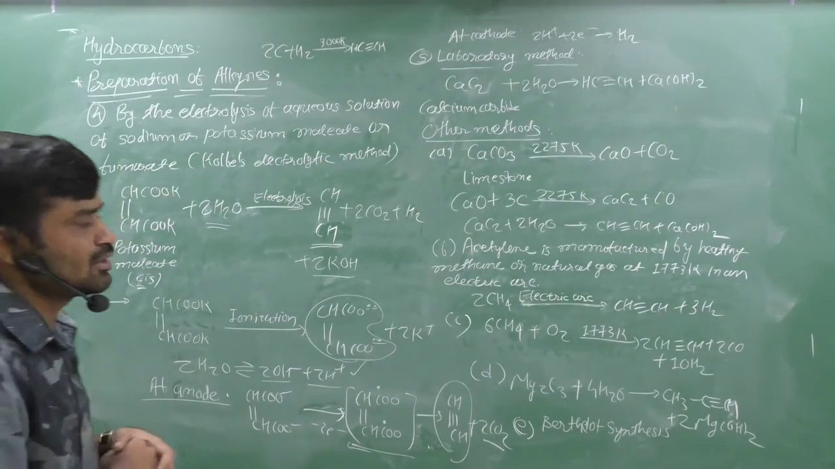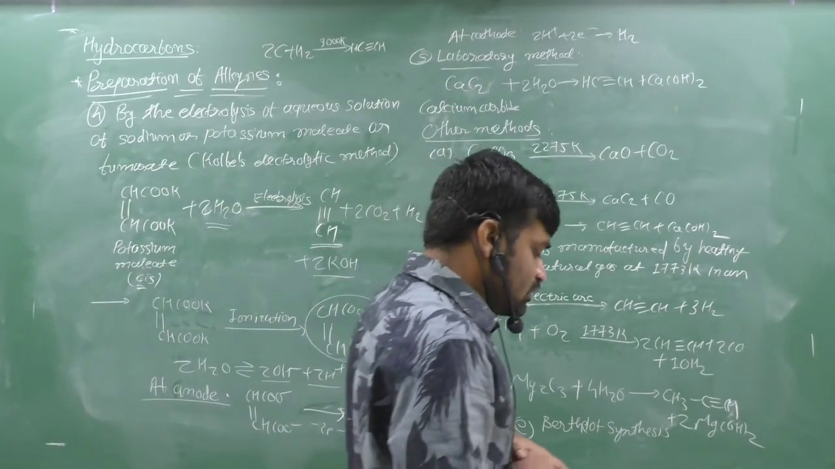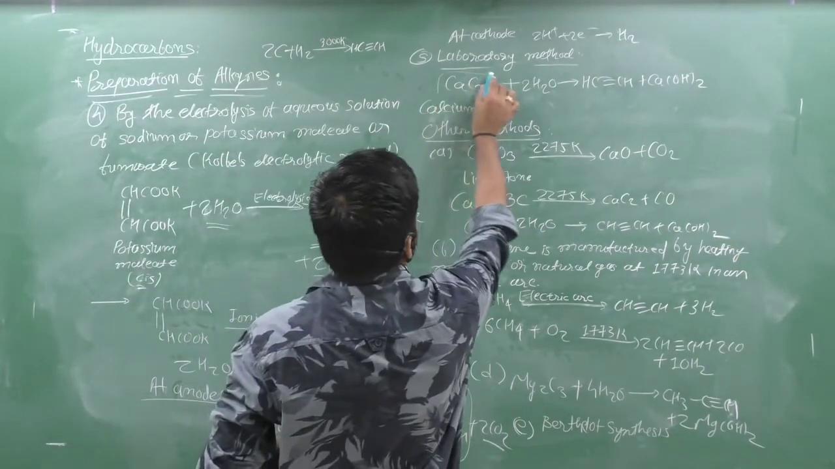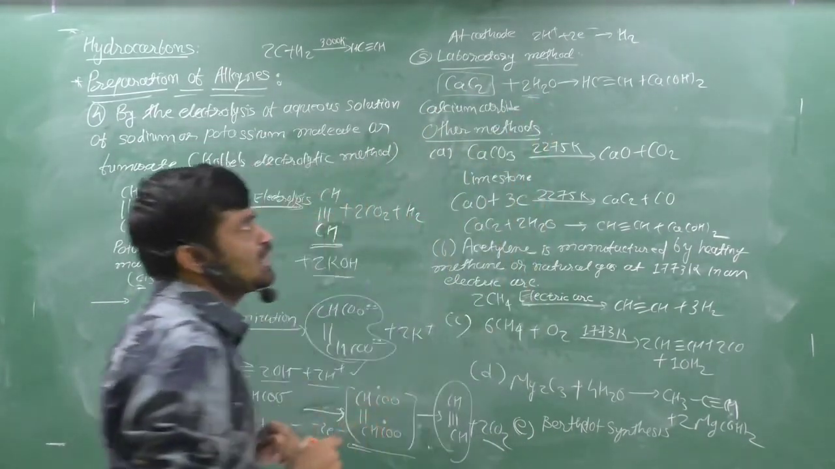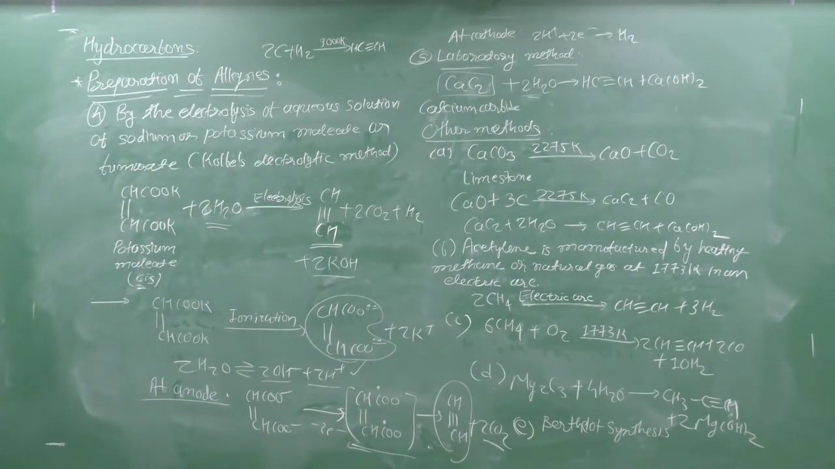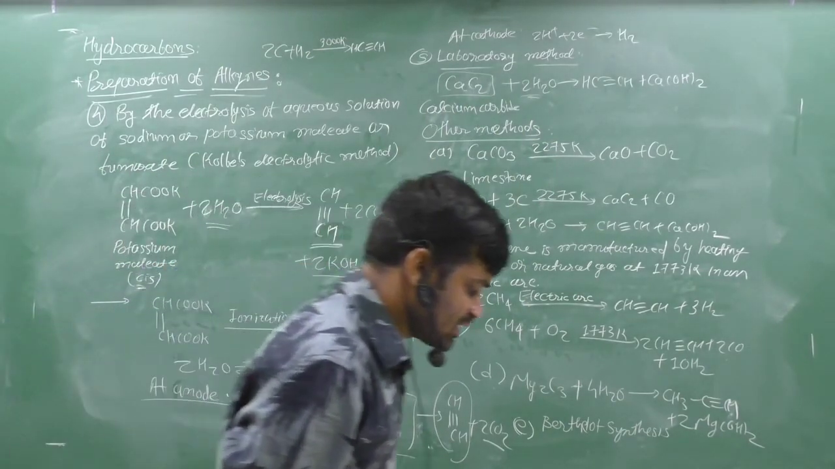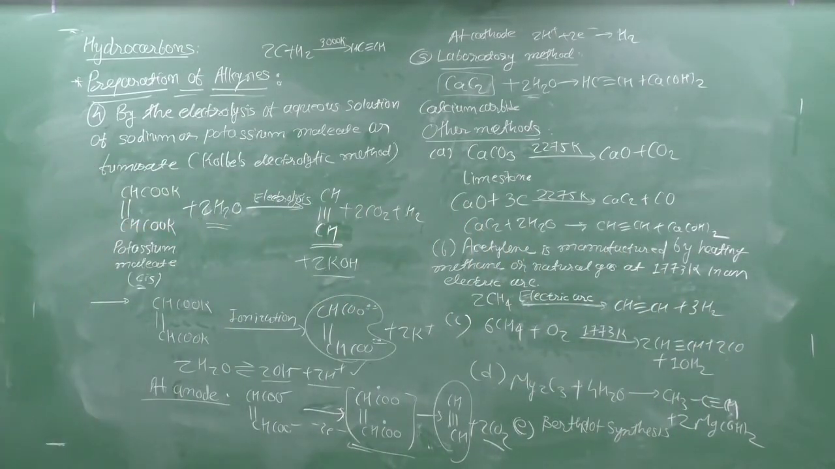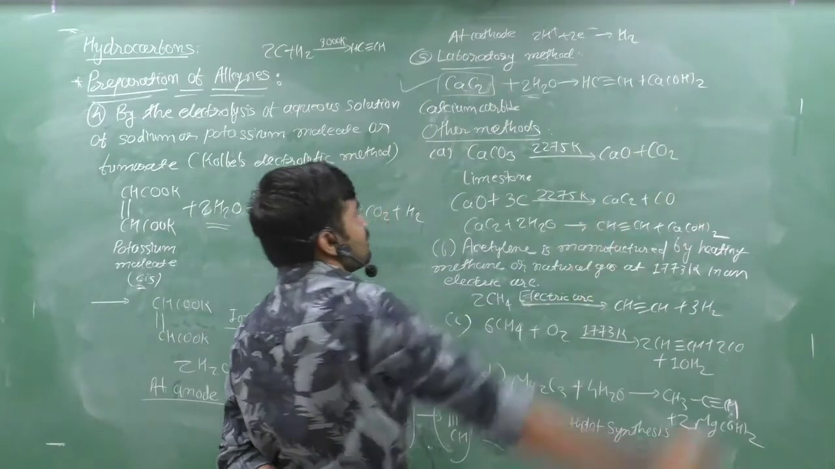Next one is the laboratory method. In the laboratory, generally acetylene gas is obtained with the help of calcium carbide and treatment of calcium carbide with water. If we have CaC2, calcium carbide, and we treat it with water, we get acetylene plus Ca(OH)2. Yes, remember it, it is a laboratory method.